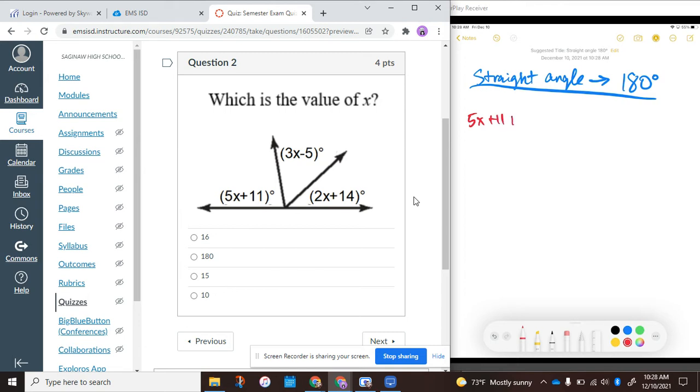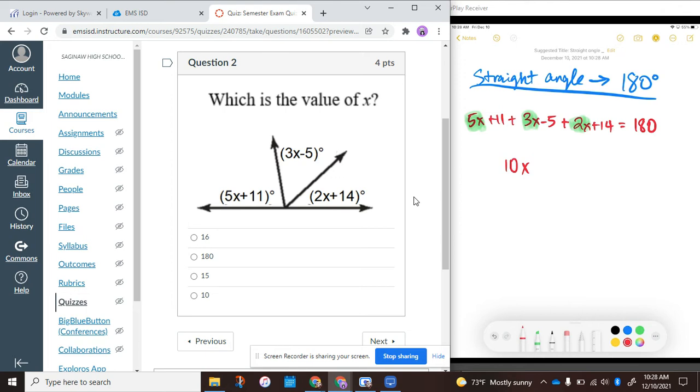5x plus 11 plus 3x minus 5 plus 2x plus 14. All right, that's our 3 angles added together equals 180. And after that, it's just like the previous one, where what we want to do is we want to take our like terms, like that one and that one and that one. We're going to combine those together and make it 5x plus 3x plus 2x will be 10x.